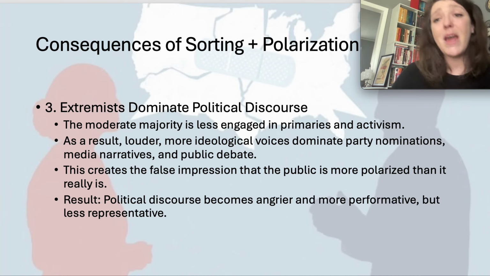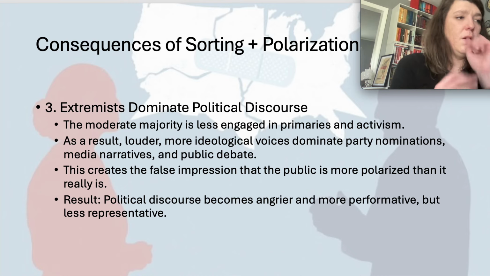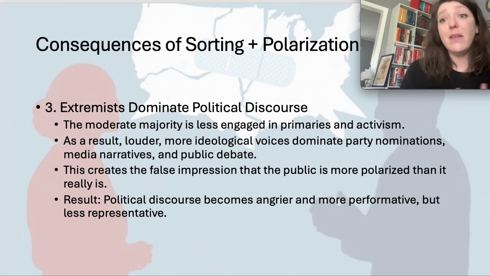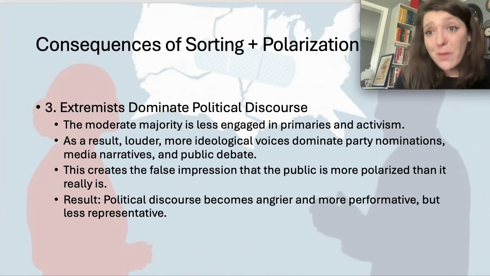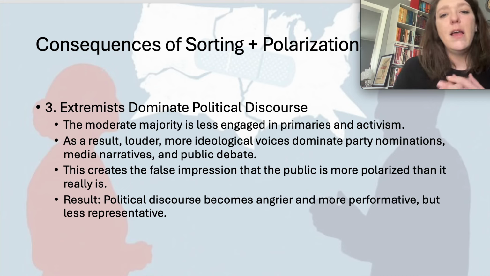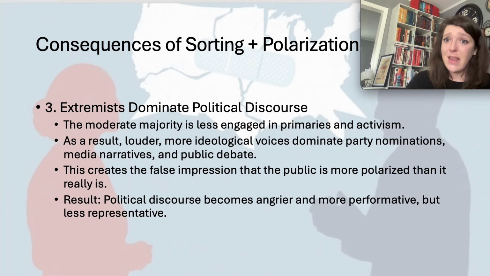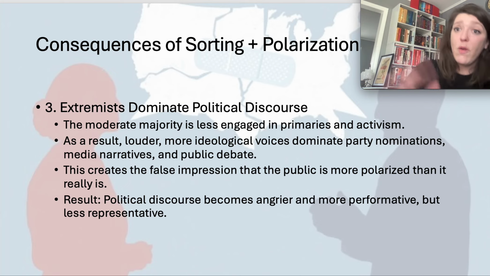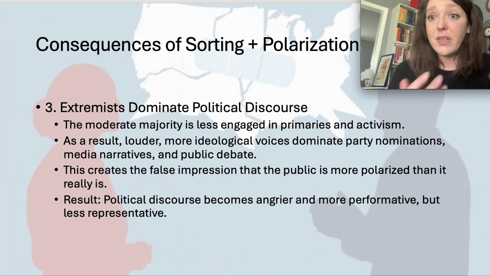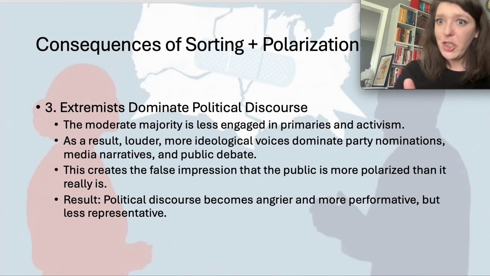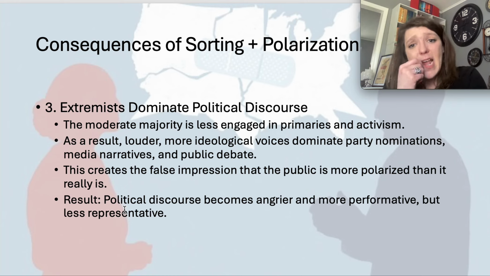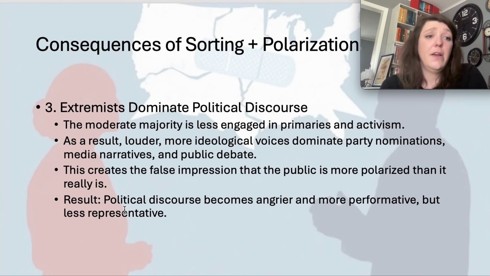And this gets further embedded by the media because what's more interesting? Someone who is saying an extremist thing or someone who's being middle ground, very compromised? It's the extremist thing. And this creates the false impression that the public is more polarized than it really is. It makes us think that the elites and their extremist views represent us all when the data shows, hopefully, if Fiorina convinces you, that they're not necessarily. They might be on some issues, but not totally. So the result of this is political discourse becomes angrier, more performative, and less representative.